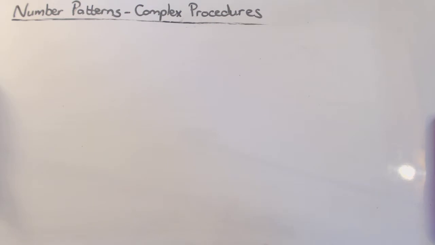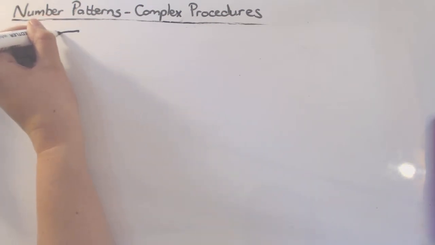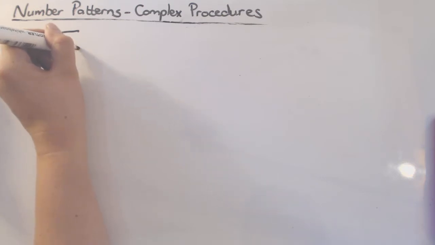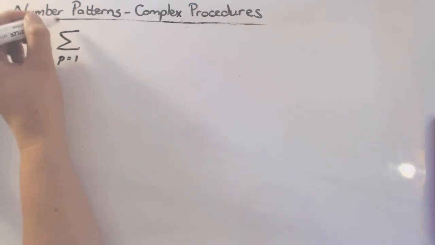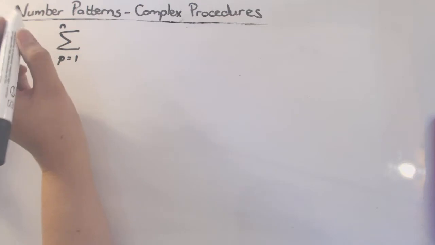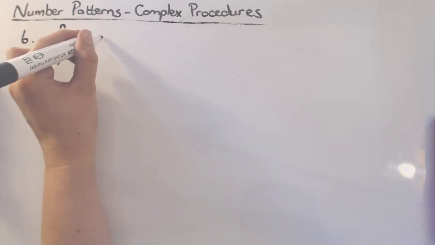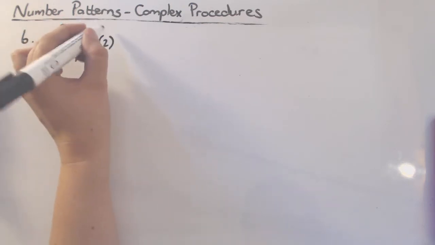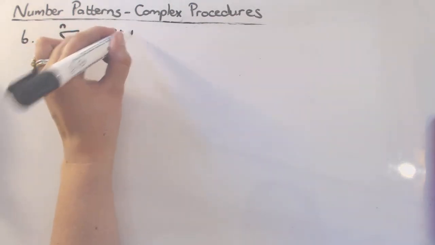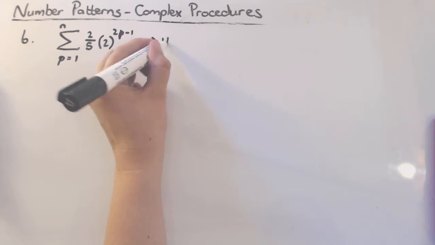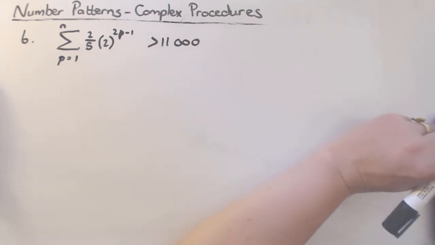Right, let me just write down this monstrosity here first, and then I'll read you the question. 2 over 5 times 2 to the power of 2b minus 1, like that. Okay, this is what they give me there.